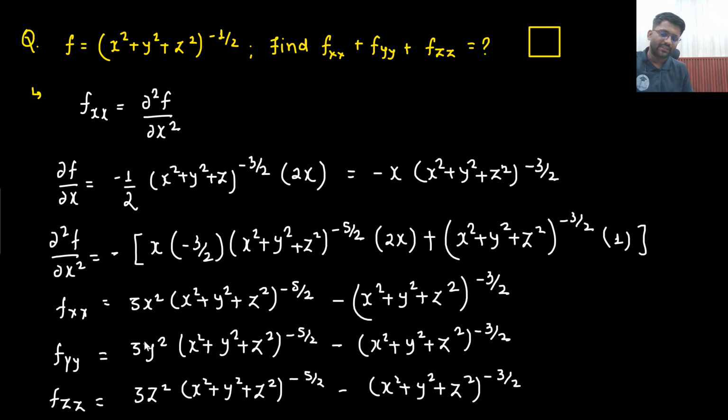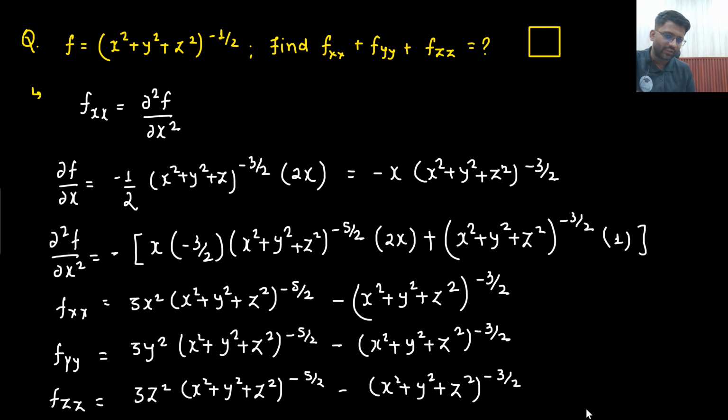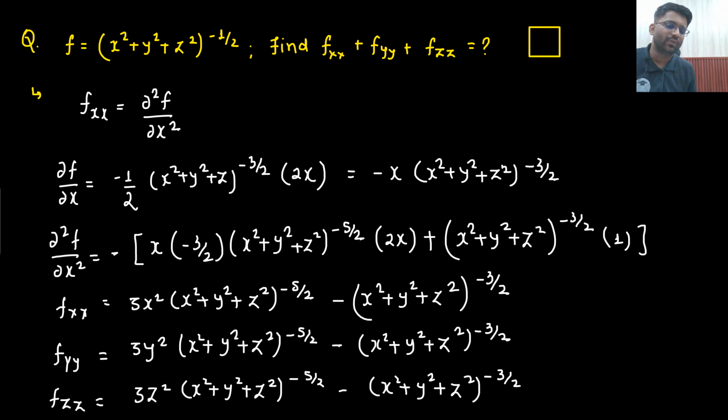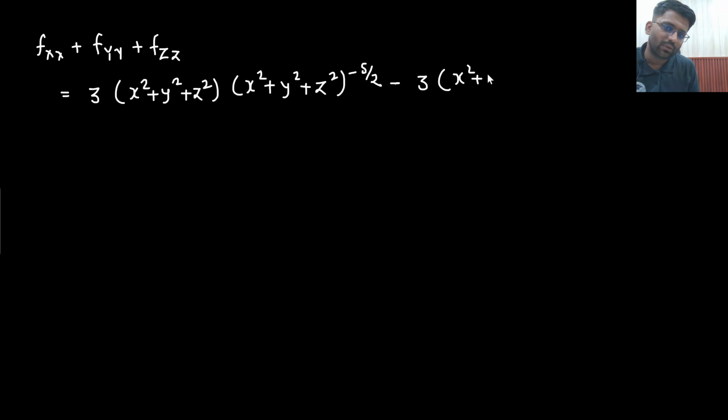3 inside you will be getting x square plus y square plus z square, because 3x square plus 3y square plus 3z square, and this part is common, which is x square plus y square plus z square to the power minus 5 by 2. Minus, if you add all three of them, you will get minus 3 x square plus y square plus z square to the power minus 3 by 2. Look, it is your calculation only, there is nothing. Have the patience, and if you do the calculation you will be able to get the answer. Only thing you require is patience here.